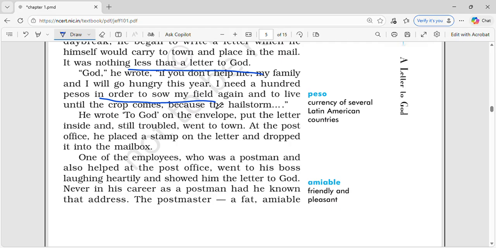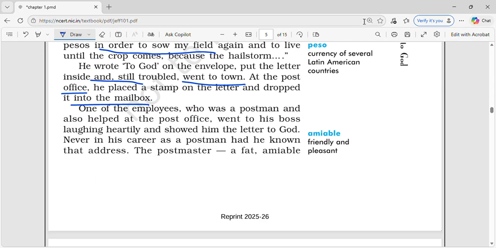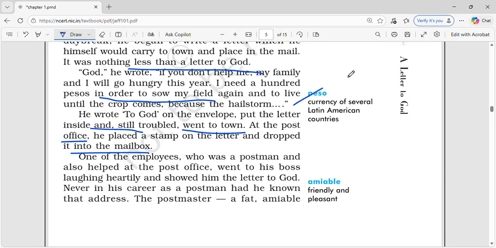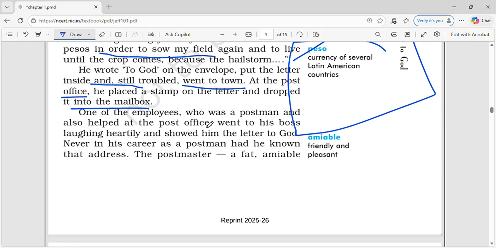He wrote to God on the envelope, then put the letter inside, and still troubled, he went to town. At the post office, he put a stamp on the letter and dropped it inside the mailbox. Peso is basically a currency in the Latin American countries.